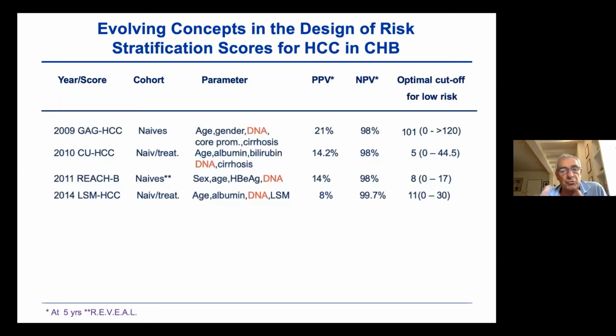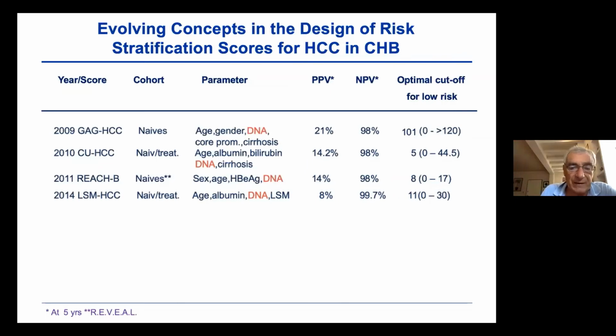We rapidly moved to the construction of risk scores to stratify categories of patients with chronic hepatitis B, incorporating basically the two main important parameters that were predictors of liver cancer: advanced liver disease and serum levels of hepatitis B virus DNA, as you might see here. And the very first one was in 2009, in China, the GAG-HCC, followed by 3 other scores, the most popular ones.